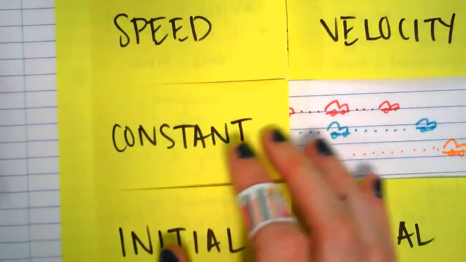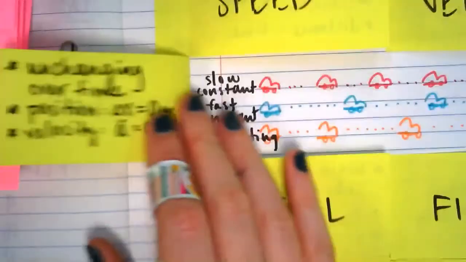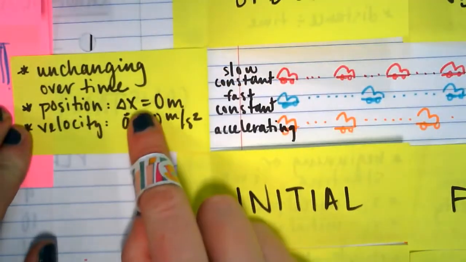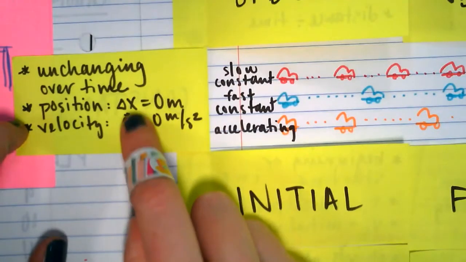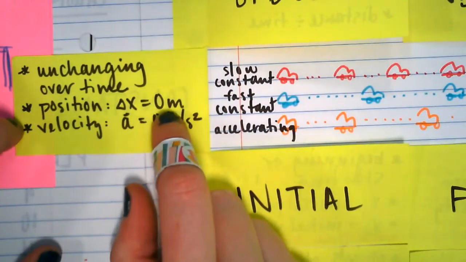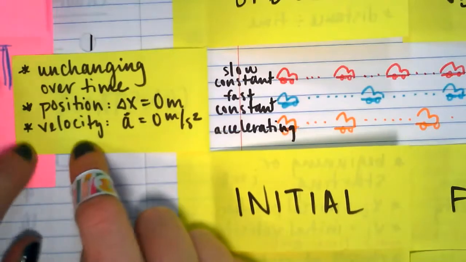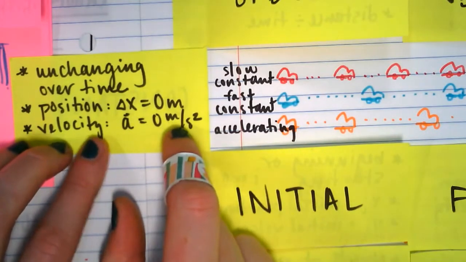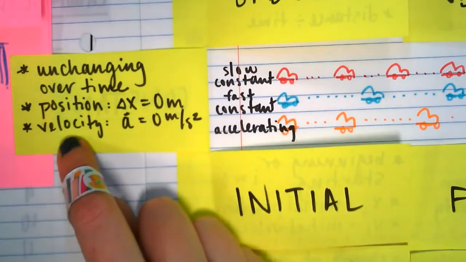Constant is a word that you'll see often when describing the motion of an object. Constant means unchanging over time. So when we think about position, constant position means your displacement is 0 meters. Constant velocity means that your acceleration is 0 meters per second squared.